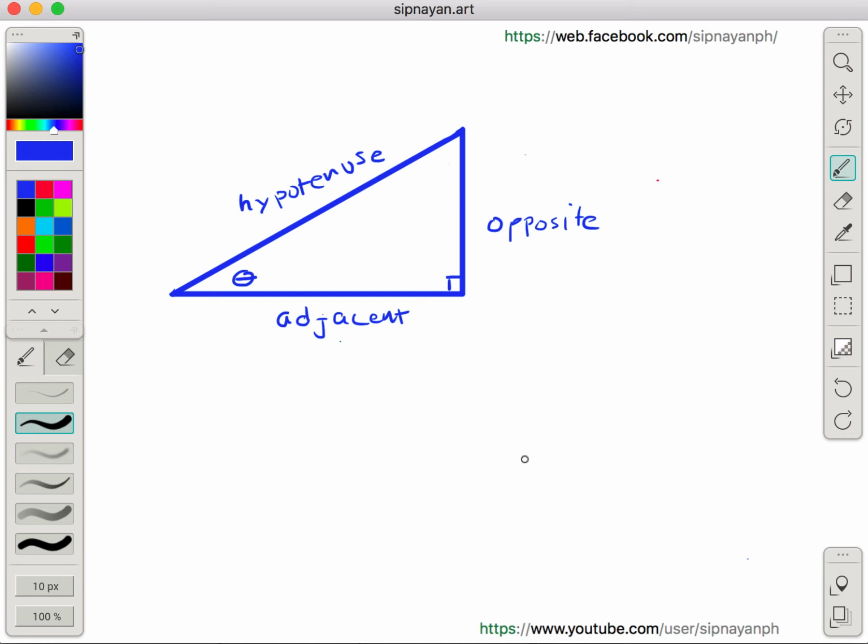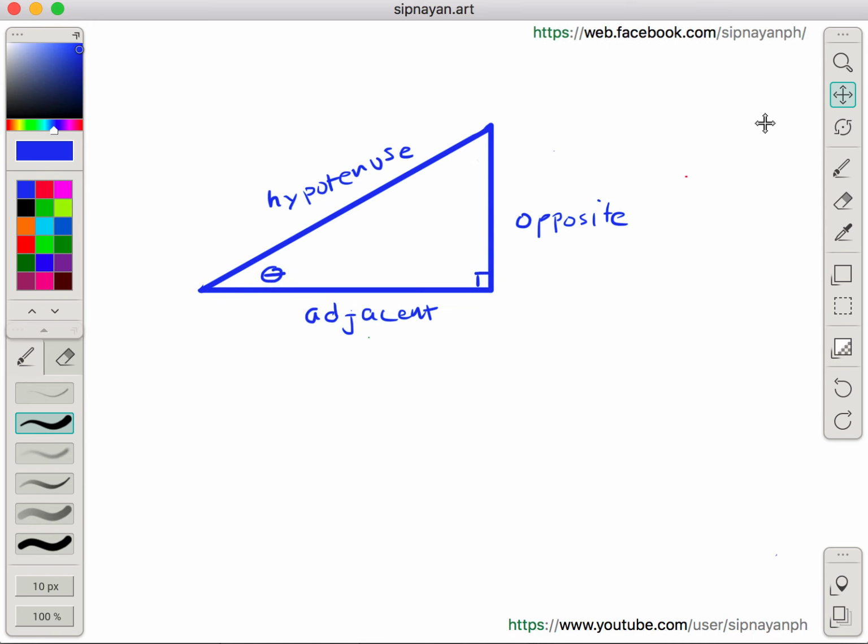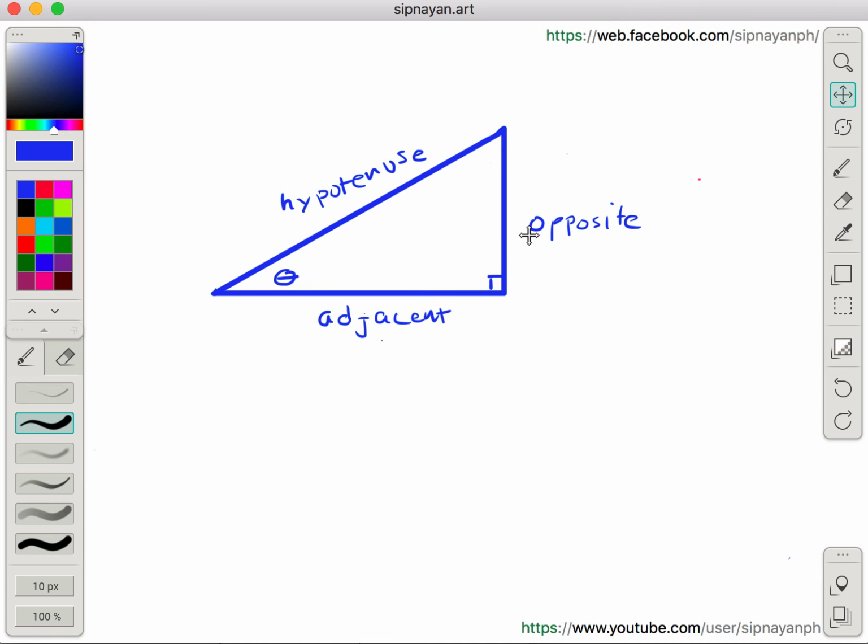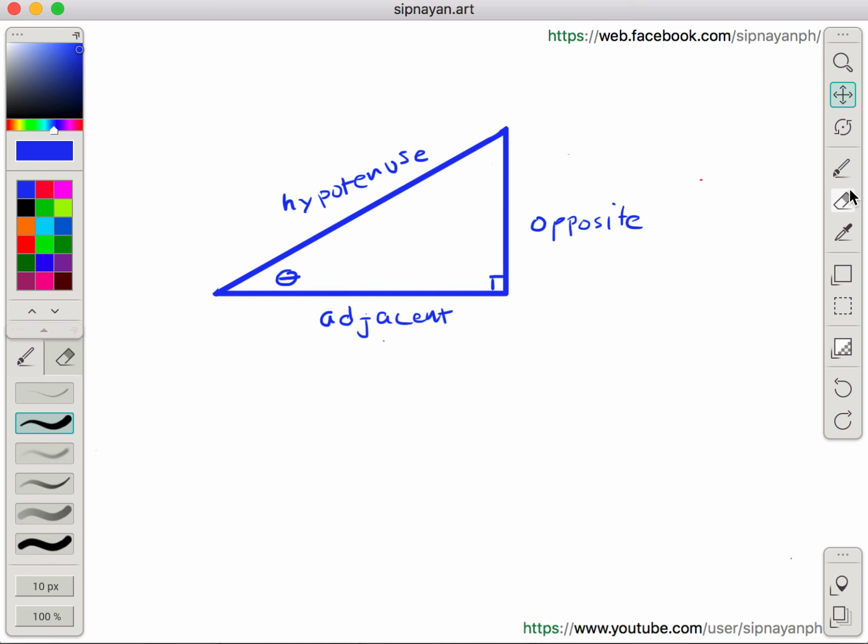Sa video na 'to pag-aaralan natin kung ano ba yung mga trigonometric ratios na tinatawag. So, halimbawa, meron tayong right triangle. We have a right triangle with an acute angle. We name the angle theta. Of course, we can use any name. Theta is a Greek letter, by the way.